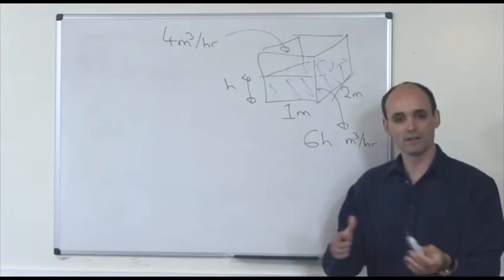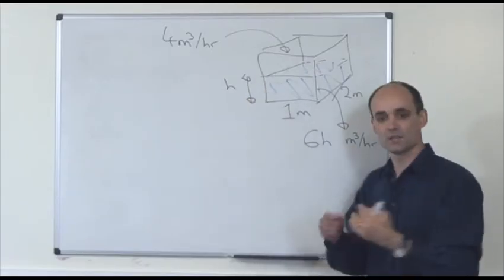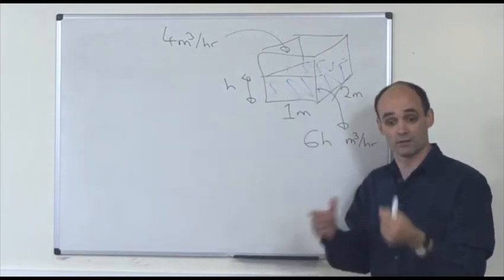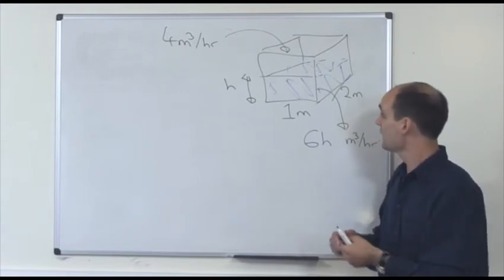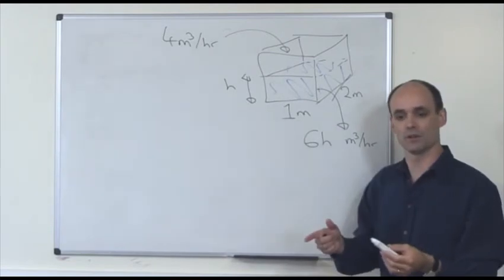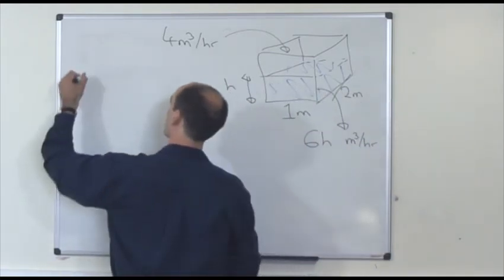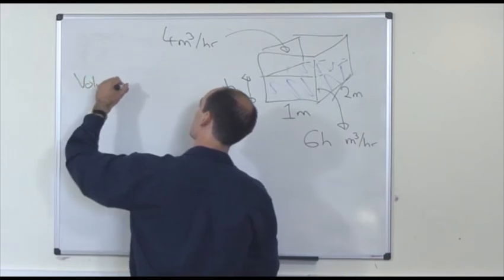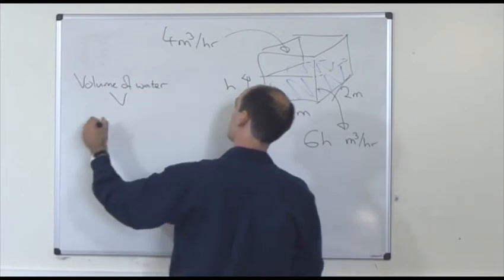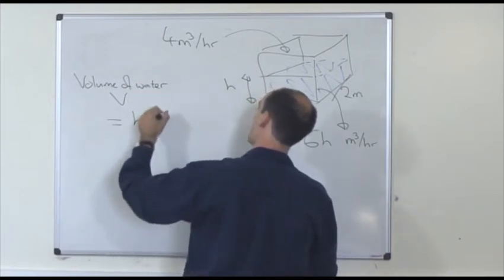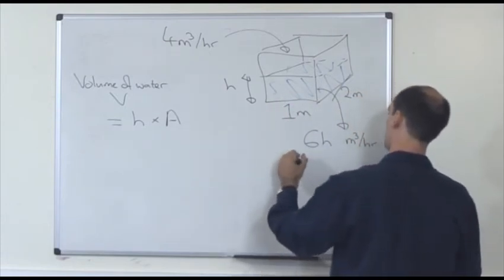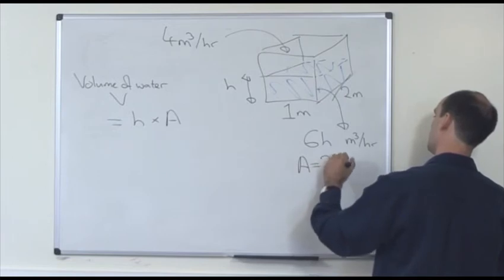So we might want to write a differential equation for the rate of change of height of water in this vat as a function of time. Okay, so how do we go about doing that? Well, the first thing to think about is, well, what's the volume of water in that vat? The volume of water, let's call that V, is equal to H times the area A of the base. And the area A of the base is just 2 meters squared.